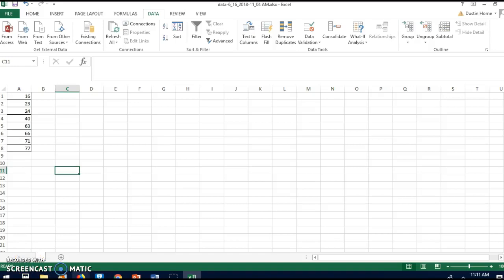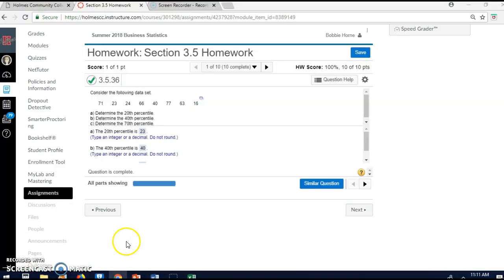Okay, I'm going to show you question number 1. I've already worked it, but I'm going to show you how to work it using the formula. So if you want the 20th percentile, the first thing you need to do is click on this and click on Open Excel.